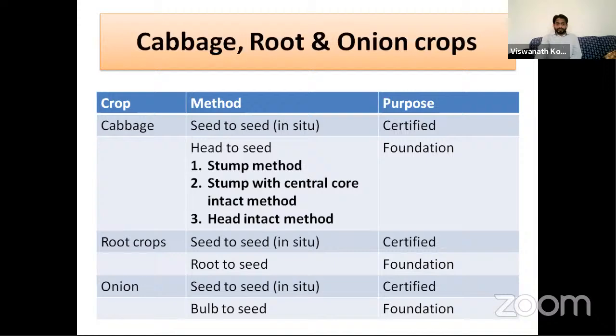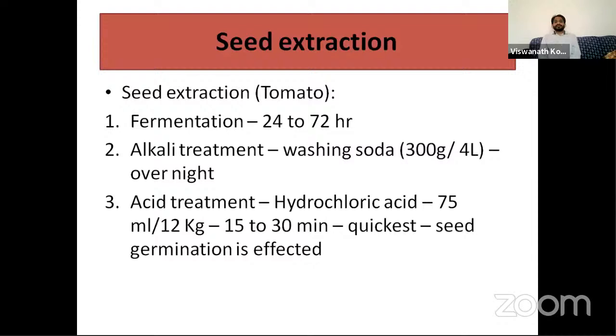Seed extraction is generally very easy in other crops, but in tomato seed extraction is of three types: fermentation, alkali treatment, and acid treatment. Fermentation is long duration but safe, 24 to 72 hours. Alkali treatment with washing soda, 300 grams per 4 liters, we have to keep overnight, and the next day we can extract the seed. Acid treatment is with hydrochloric acid, 75 ml per 12 kg seed. Within half an hour you can extract the seed, but seed germination is affected due to the acidic nature of the hydrochloric acid.